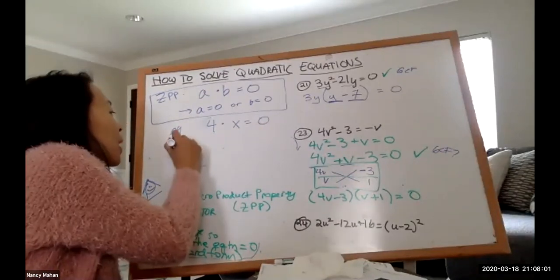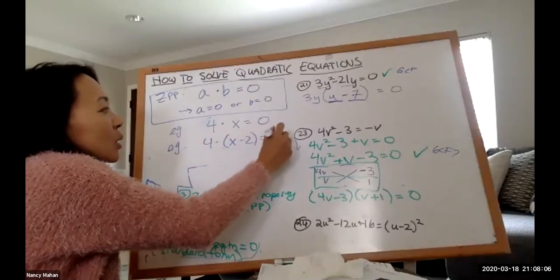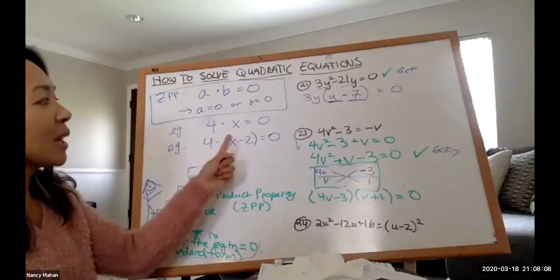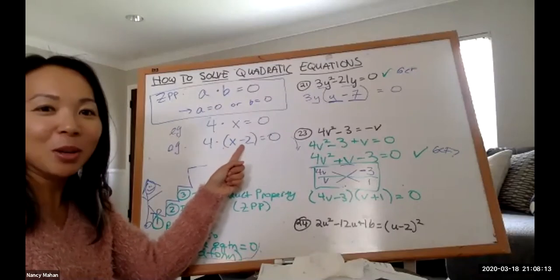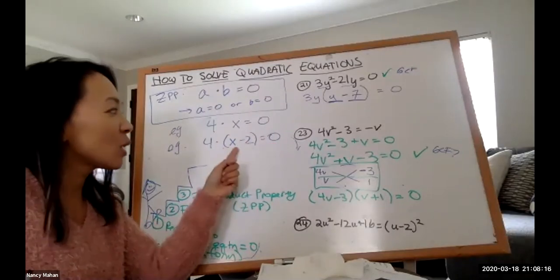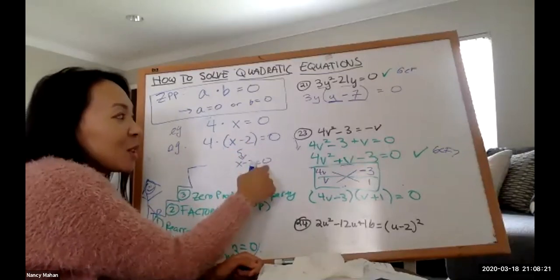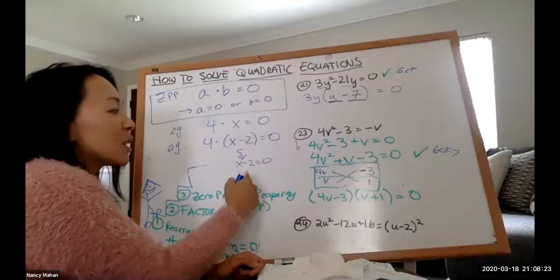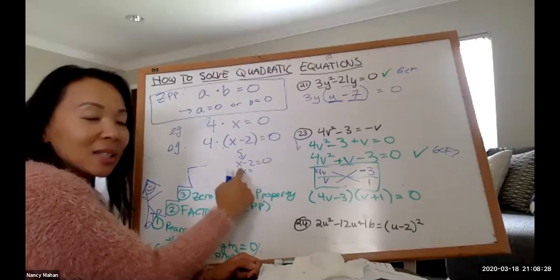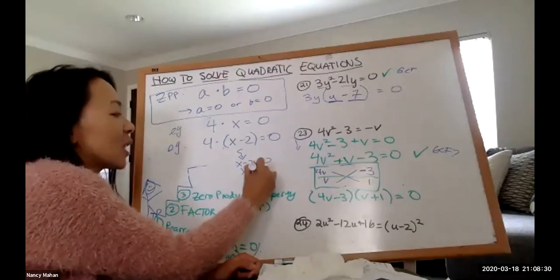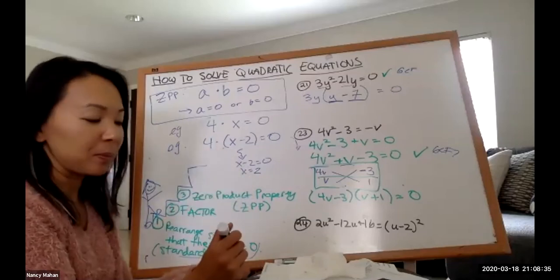If I made this a little bit more complicated, what if I said 4 times x minus 2 is equal to 0? If I have 4 times x minus 2 equal to 0, I know that x minus 2 better equal 0 in order to make this true. So x minus 2 has to equal 0. Therefore, you add 2 to the other side, you isolate the x, and you get x is equal to 2. So you can solve for x using the zero product property.